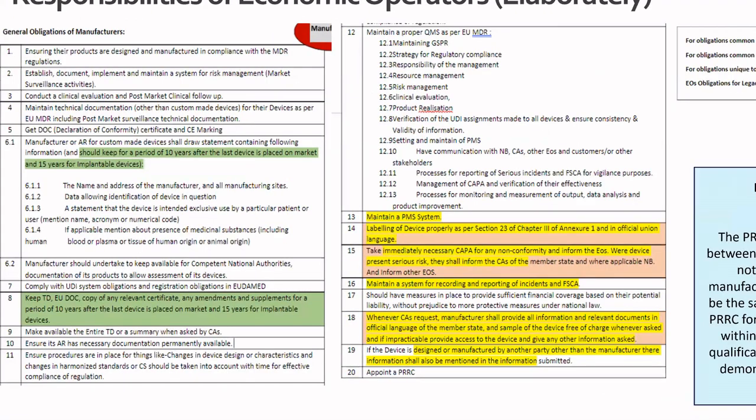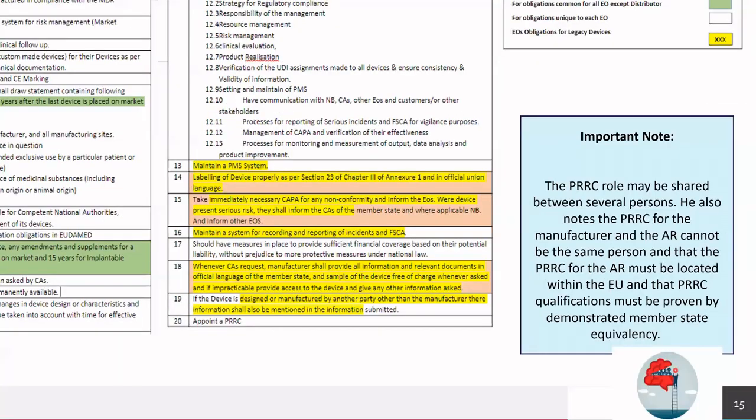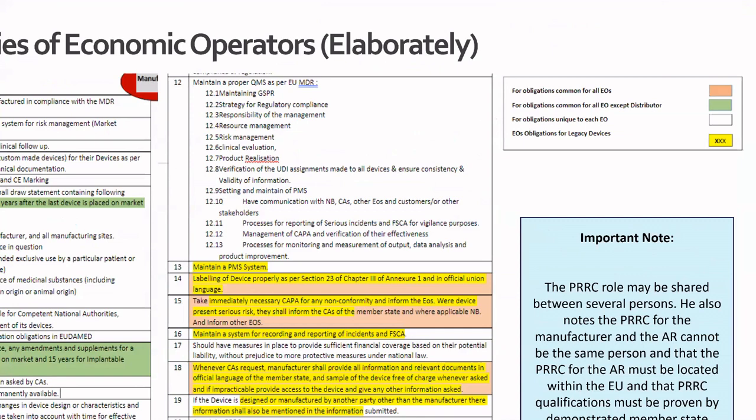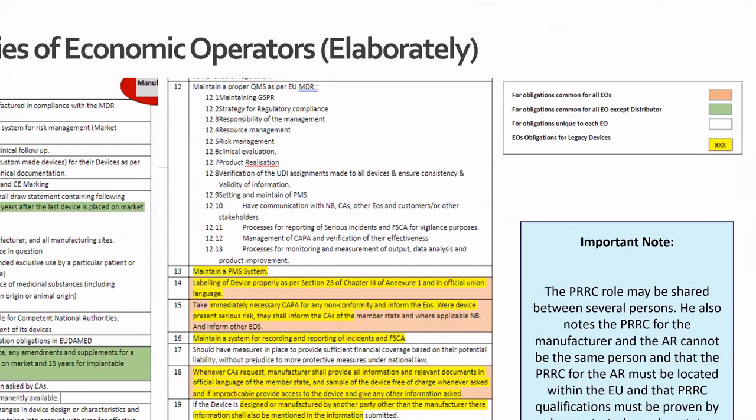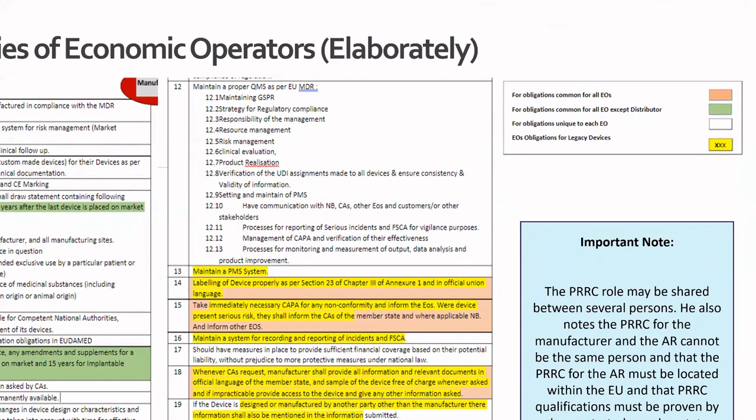So I hope it is visible. I am just zooming in. Here a few font colors are there: green, yellow, cream color, right? Each font color represents one thing. If it is cream color, that means obligations which are common; obligation means roles and responsibilities. Those responsibilities which are common for all economic operators are mentioned in cream color. Those which apply to all except the distributor are mentioned in green color. Those which don't have any color are for that independent party only.